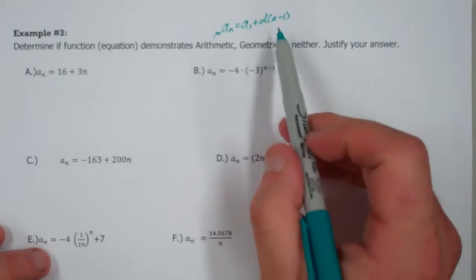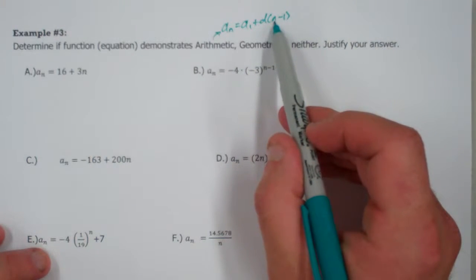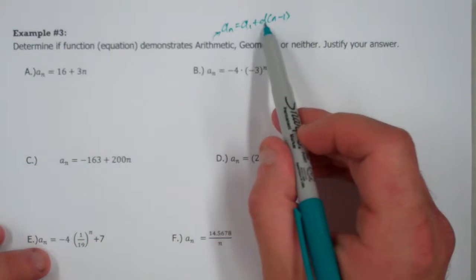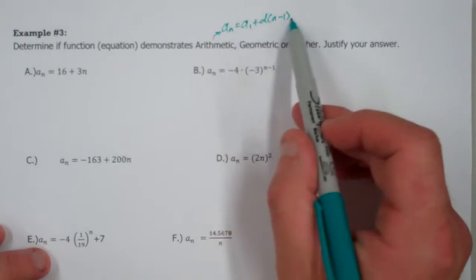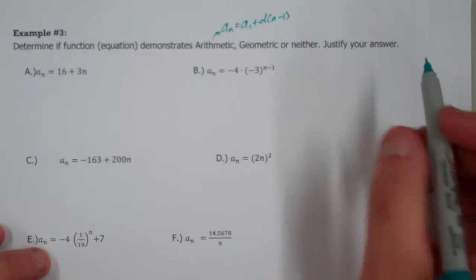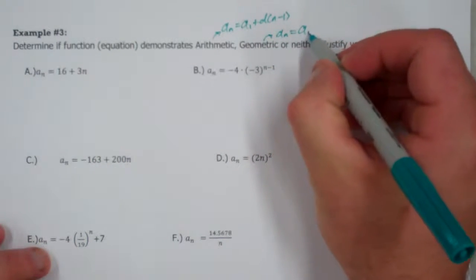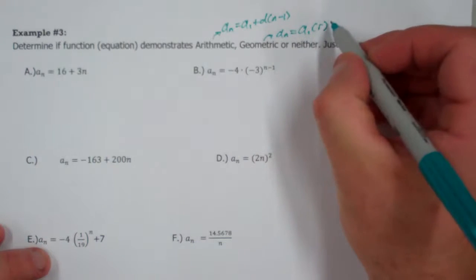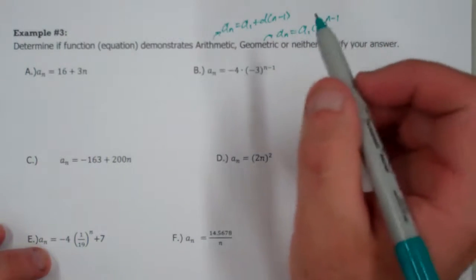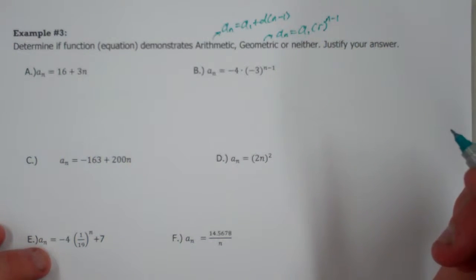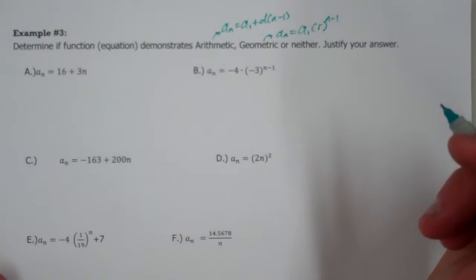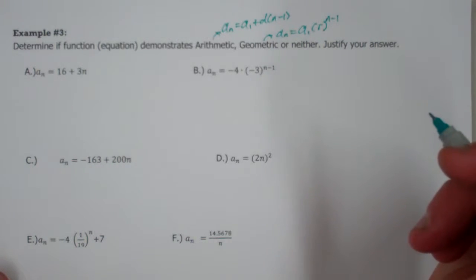The important thing here is that the n is going to be multiplied by a number. It's actually not going to look exactly like this, but it's going to look something close to that. For geometric, the key here is that we have some value raised to n, or the n minus 1 power. It could be just n, and that'll give us a geometric sequence.